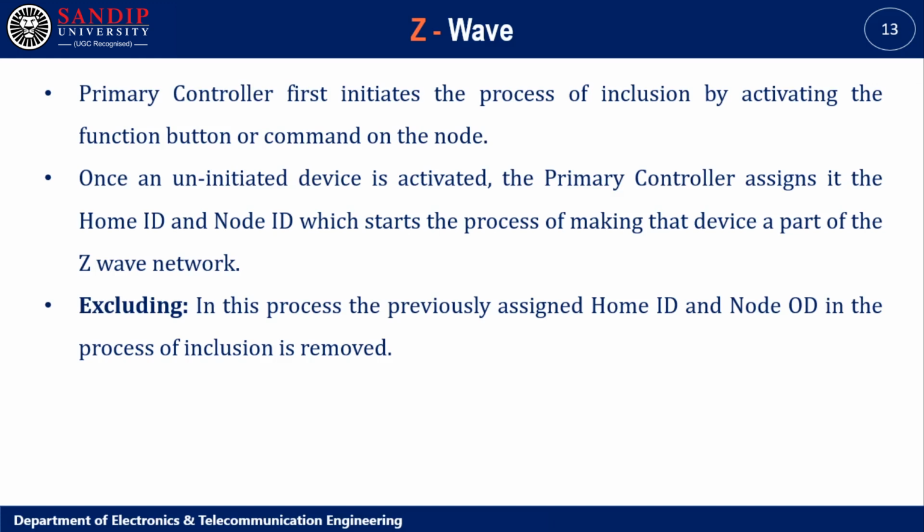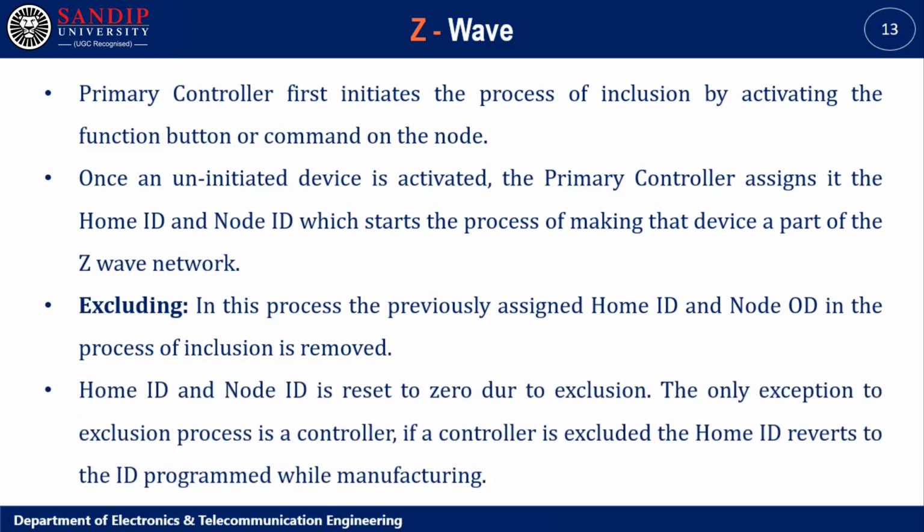Excluding: in this process, the previously assigned home ID and node ID in the process of inclusion is removed. Home ID and node ID are reset to 0 due to exclusion. The only exception to the exclusion process is a controller. If a controller is excluded, its home ID reverts to the ID programmed during manufacturing.